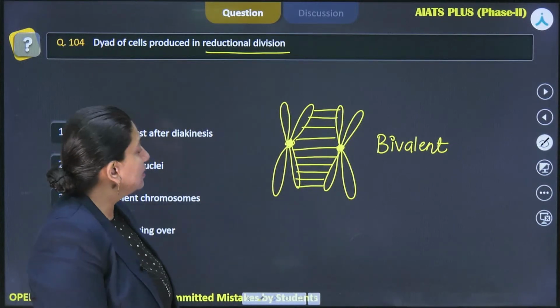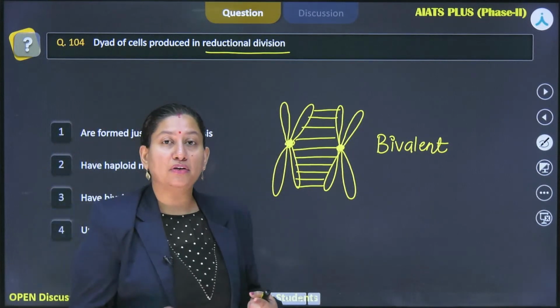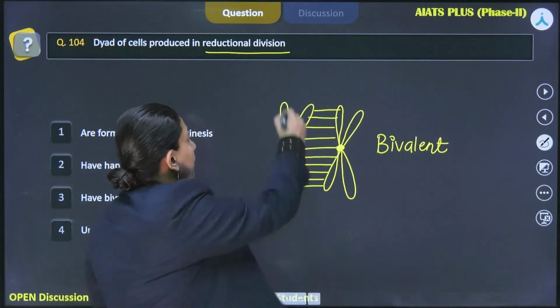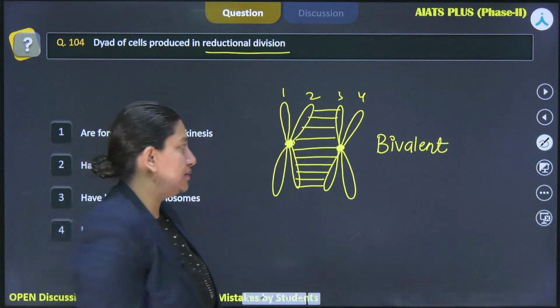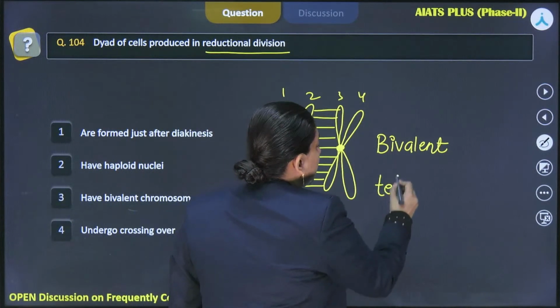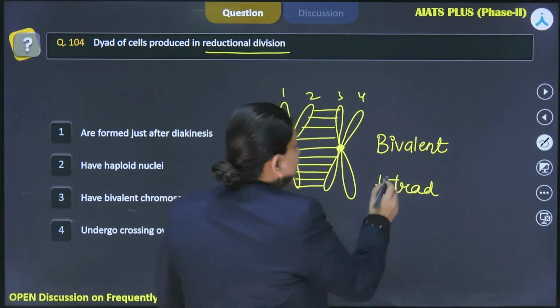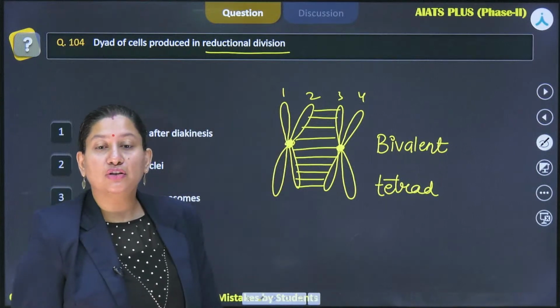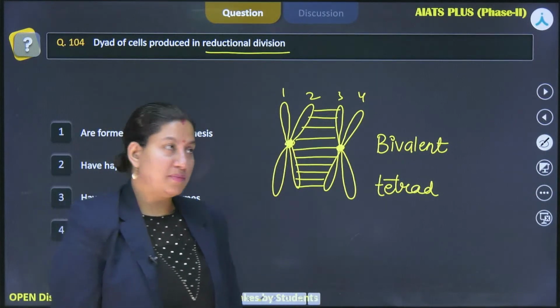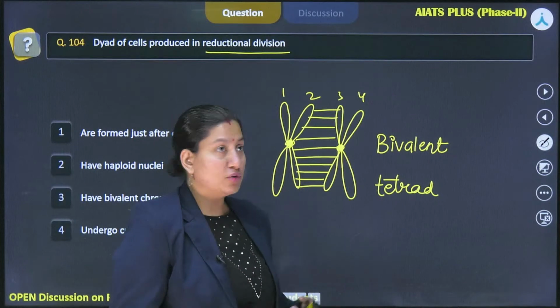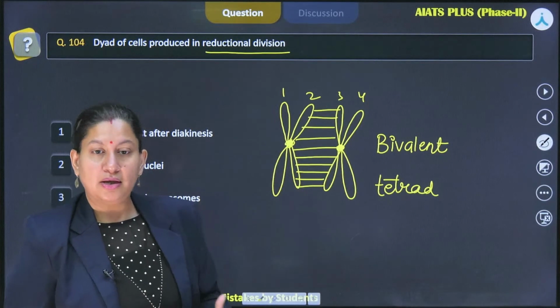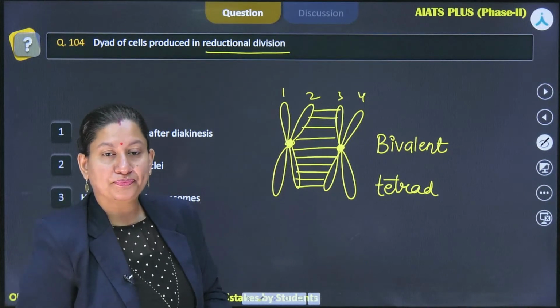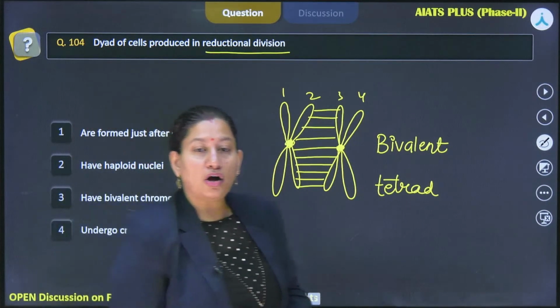and if we count the number of chromatids over here, there will be 1, 2, 3 and 4, because 4 chromatids are going to be present. The same structure could be called a tetrad as well. So we call it a tetrad in terms of chromatids, and a bivalent in terms of chromosomes, because now this is a single entity, not 2 different chromosomes. I hope this is clear. All right.